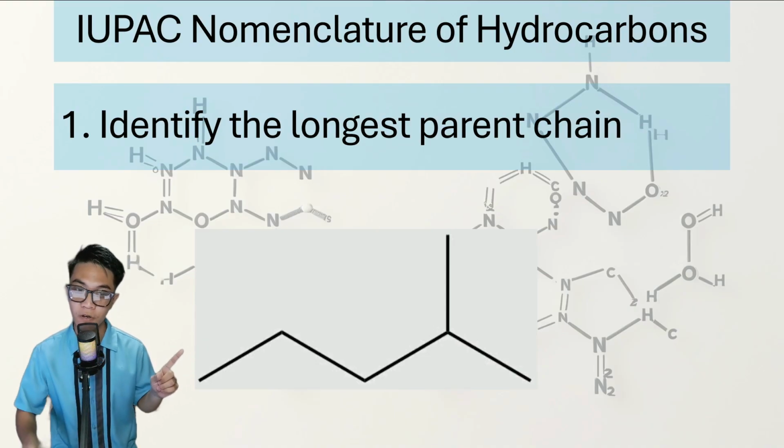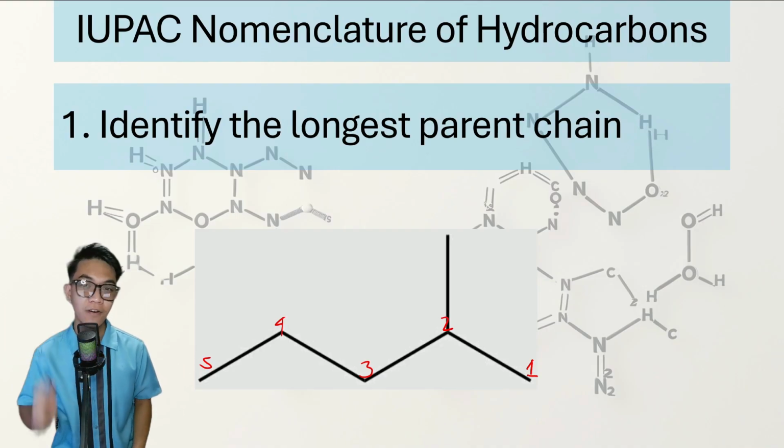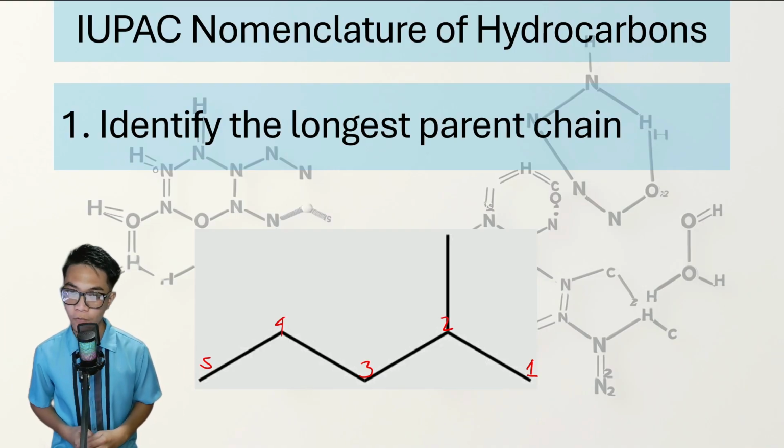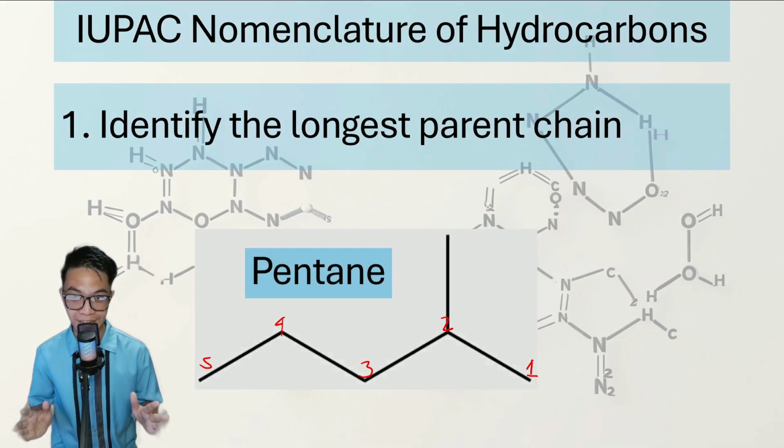So let's start with this one. I start counting the carbons present in this hydrocarbon. So we have 1, 2, 3, 4, and 5 carbons. So there is no other longer chain than this 5 chain of carbons connected to each other. And since we can't see any double or triple bond, we assume that this is an alkane with 5 carbons. So we call this pentane.